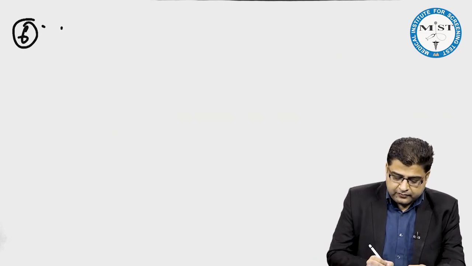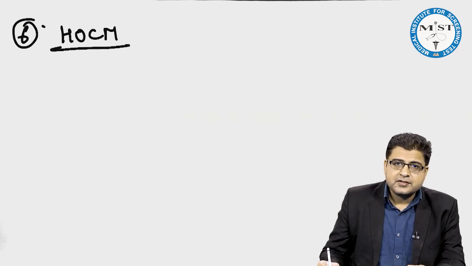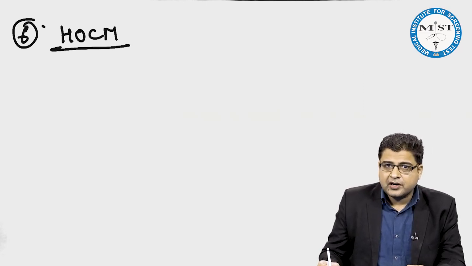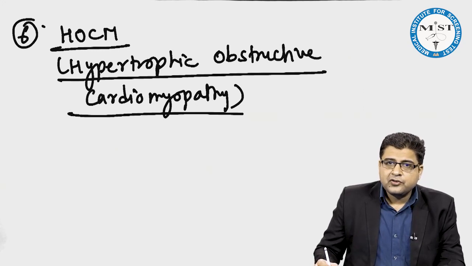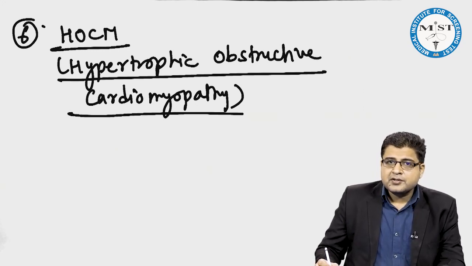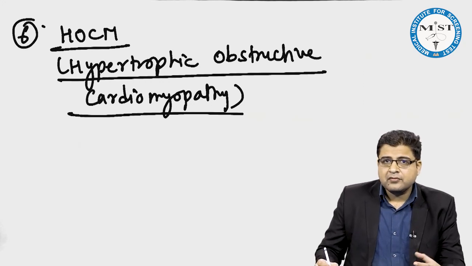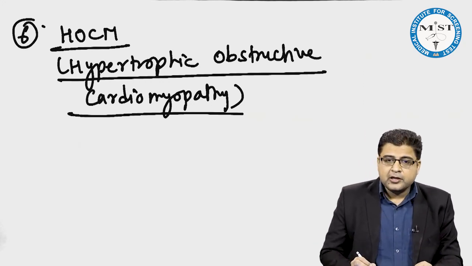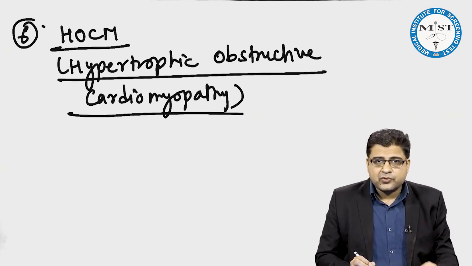Sixth indication of beta blocker is beta blockers are given for the treatment of HOCM. So HOCM full form is hypertrophic obstructive cardiomyopathy. So in patients of HOCM, beta blockers are used mainly to improve the cardiac output. Now this is something which you have to understand. In patients of HOCM, there is a hypertrophy at the base of aorta.